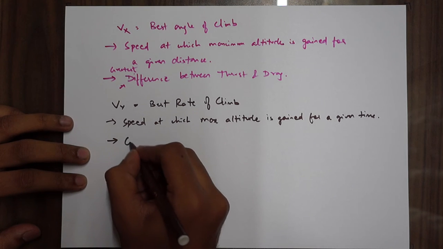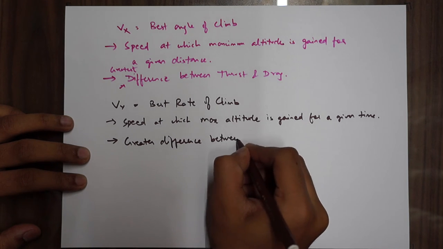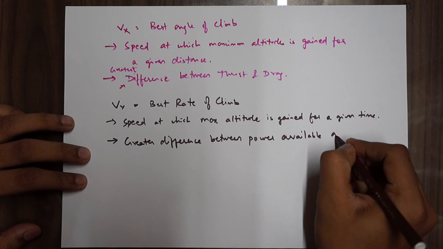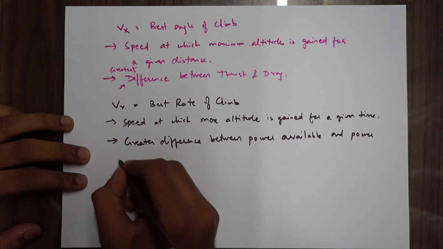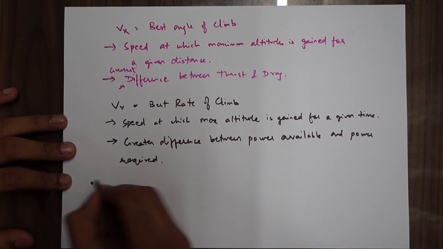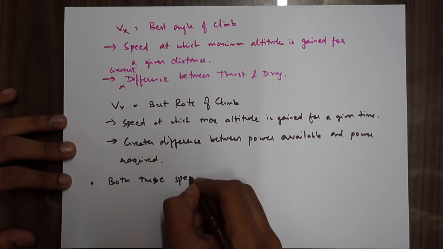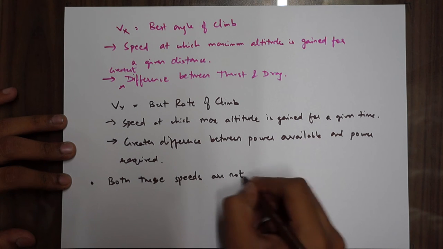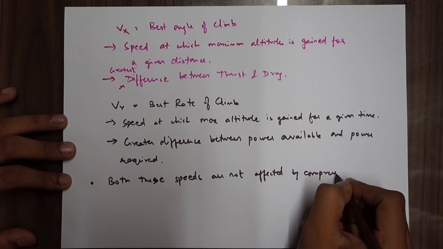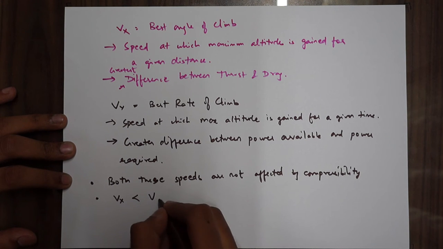And this is the greatest difference between power available and power required. Alright. Now, another key point to note, both these speeds are not affected by compressibility, and Vx is always less than Vy.